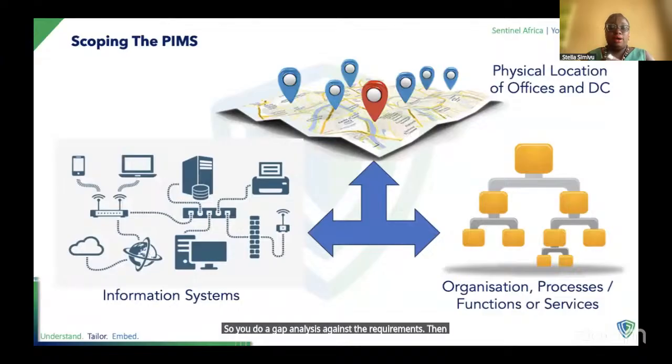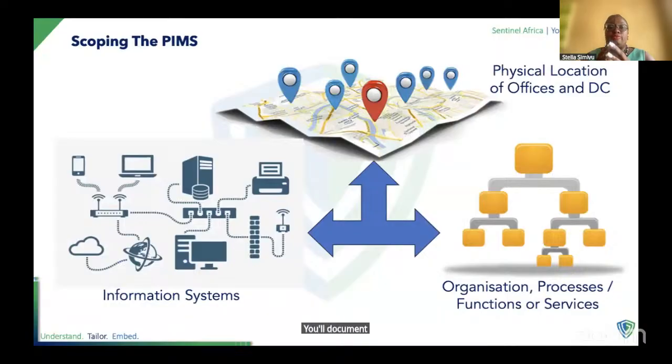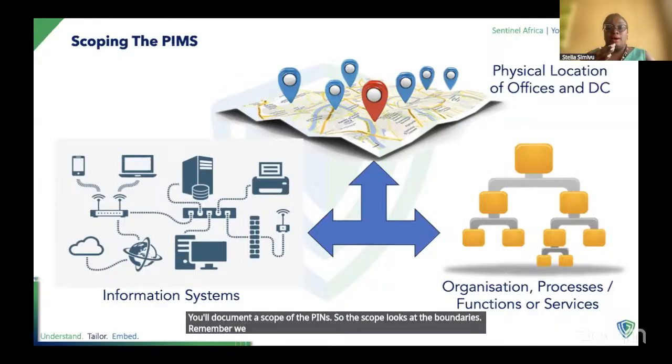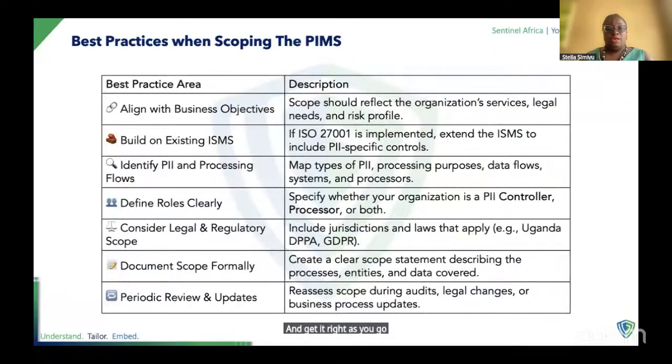Then once you have understood your gap assessment, you'll document a scope of the PIMS. The scope looks at the boundaries. Remember, we said a privacy information management system focuses on personally identifiable data. So we have to understand where your personally identifiable data is stored, and whether you are starting with a full scope or a limited scope. It's usually advisable to start with a limited scope at the beginning of your PIMS and get it right as you go along.